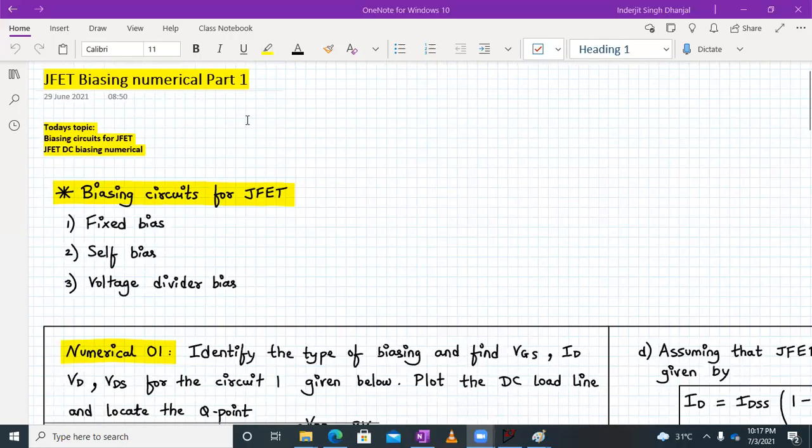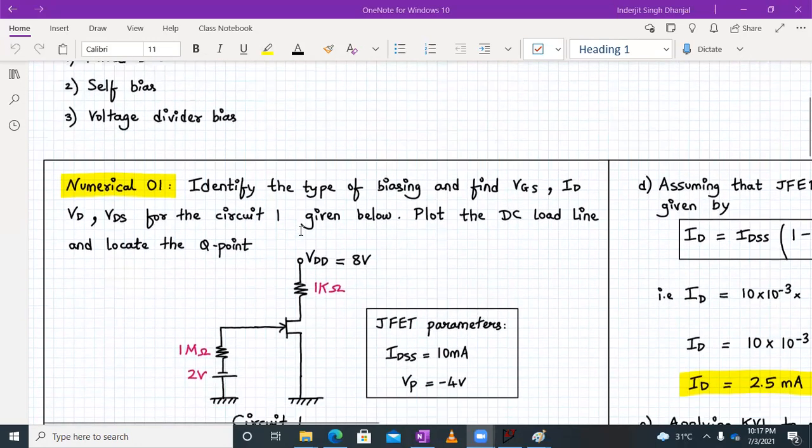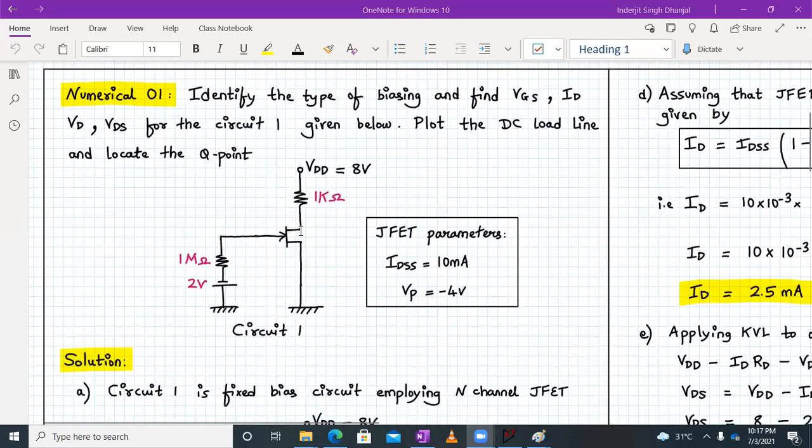Hello everyone. In this session, we will be discussing JFET biasing numericals. So let us start. The biasing circuits for JFET will be fixed bias, self bias, and voltage divider bias. Let us directly start with numerical number one.